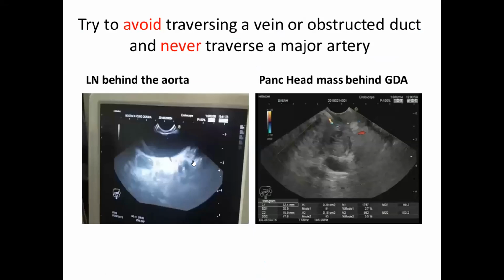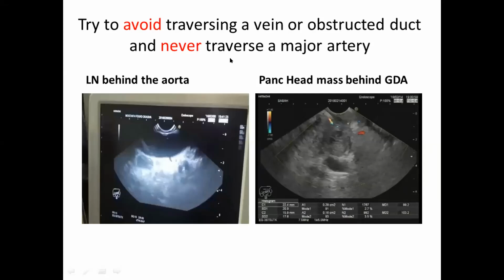Some tricks in EUS FNA. Try to avoid traversing a vein for fear of bleeding, or traversing an obstructed duct like the common bile duct. If there is no stent, I fear to pass through the common bile duct because this may induce infection and cholangitis. But if the patient is stented, this is a safeguard mechanism against cholangitis. And I try to avoid passing through the pancreatic duct because this may induce abdominal pain and pancreatitis.